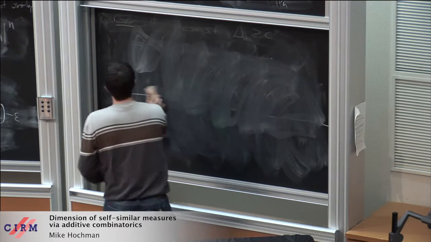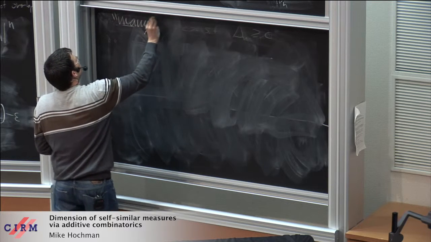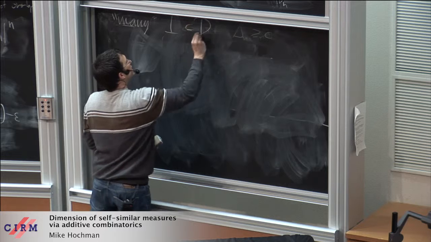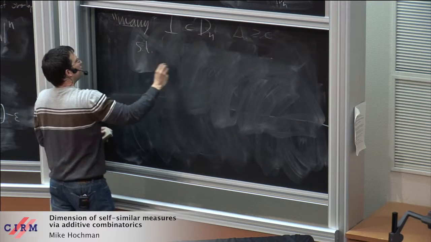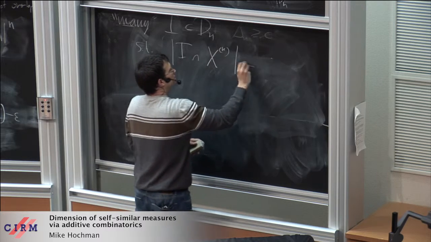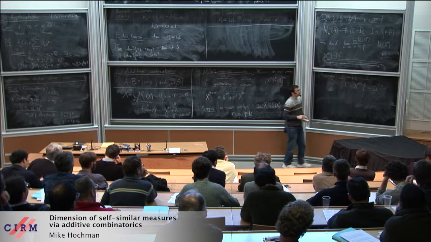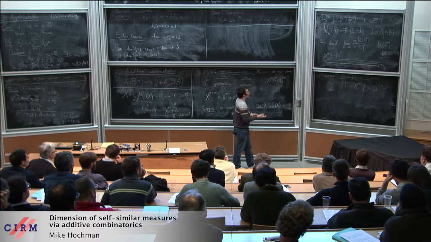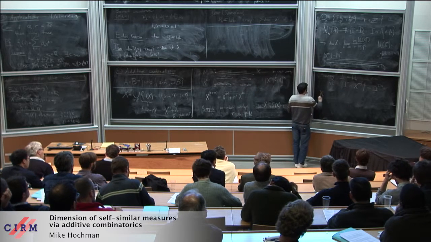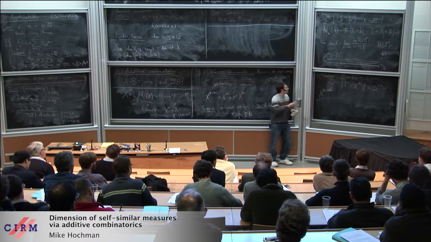I don't want to say what many means, but many of the intervals in Dn are such that I intersected with the nth approximation is exponential, is 2 to the epsilon prime n for some epsilon prime. Okay, but now let's look at x of n plus m, where m is going to be some big multiple. Maybe m is 100n.